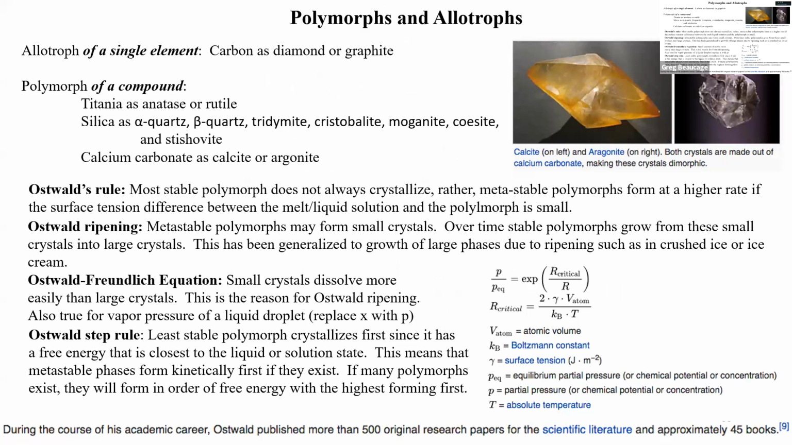Yeah, the last part of the chapter is kind of like a mixture of things, actually. But the last part just talks about polymorphs and just that they exist, basically. And then Ostwald ripening.